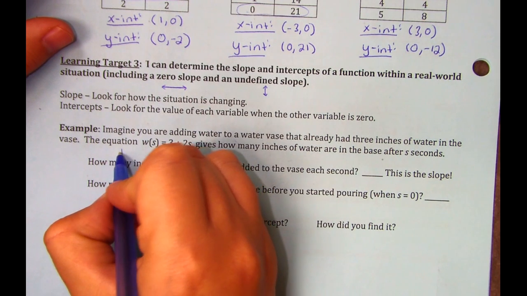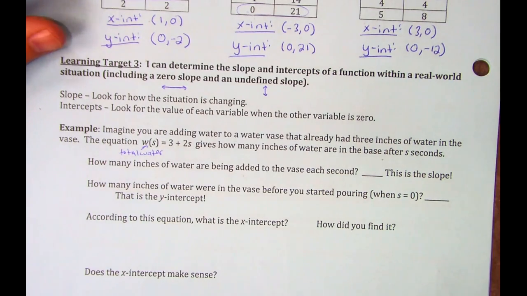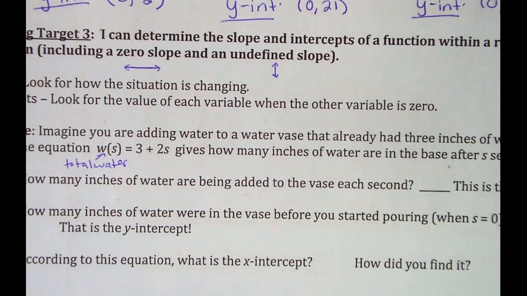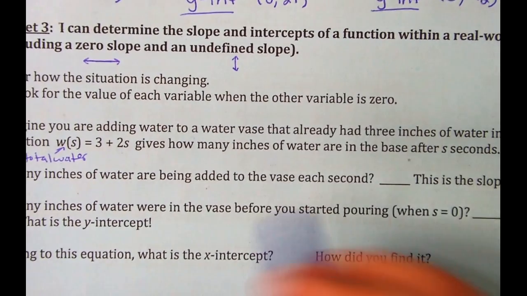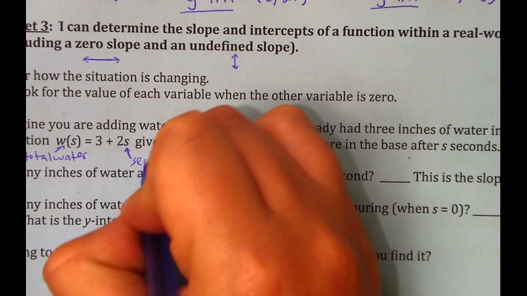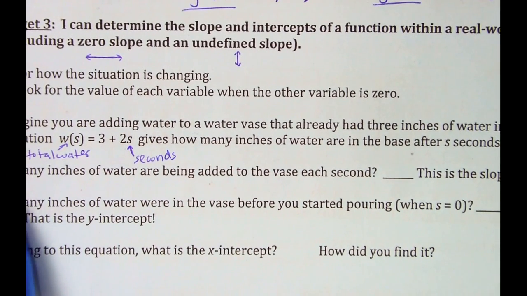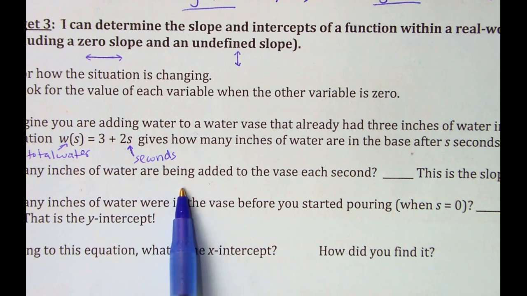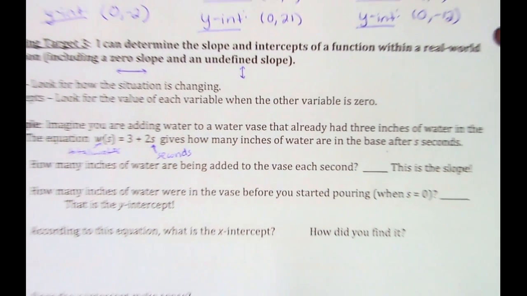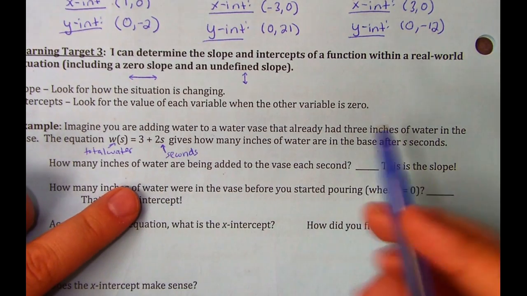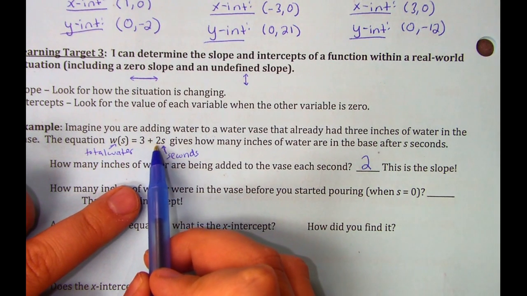So this is like the total water over there. Let me zoom in a little bit. So that's like the total water in the vase after S seconds. So this is talking about seconds. So first of all, when we're thinking about the slope, we're looking for how many inches of water are being added to the vase each second, because that's how the level of water is changing. And that answer is 2. Because for each second, we're adding 2 more inches.